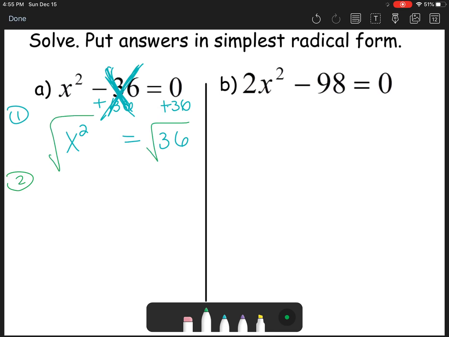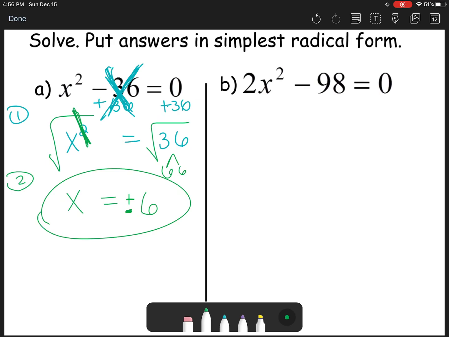My second step is to take the square root of both sides. So I'm going to take the square root of x squared. These would just cancel out, so I'd be left with x. And then the square root of 36. I can simplify this, and so that would be 6 times 6, which is just 6. But remember, positive 6 times positive 6 could be 36, but negative 6 times negative 6 could also be 36. So we actually have two answers. x could be a positive 6 or a negative 6, and we write that as x equals plus or minus 6. So we could plug a positive 6 into this equation and we get 0, or we could plug a negative 6 into this equation and we would get 0.